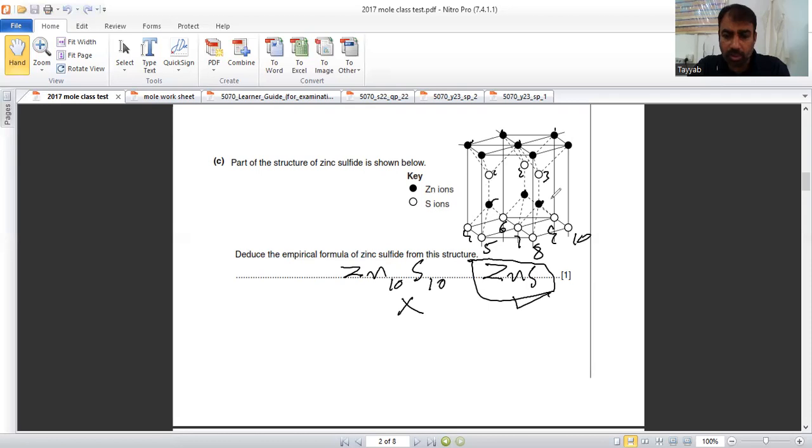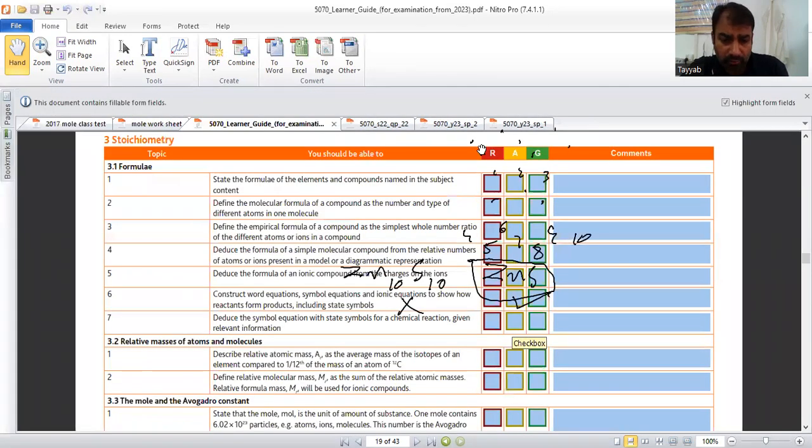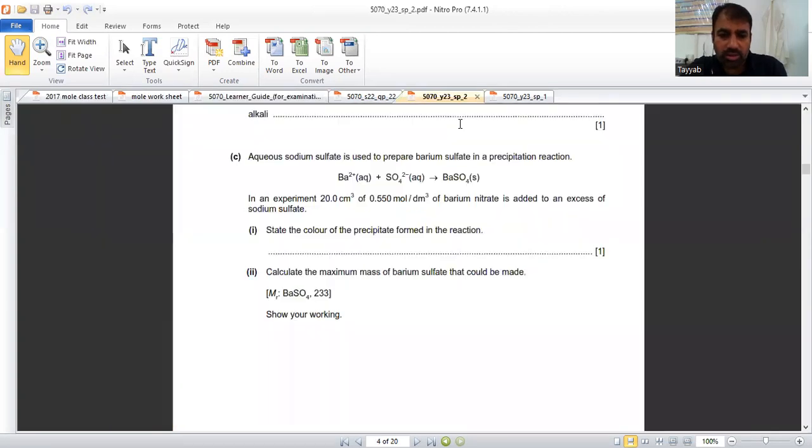Hope you understand how you will give the answer from a diagrammatic representation. Sometimes students are not able to understand how we can calculate or represent the molecular or empirical formula from a diagrammatic representation. Hope it is clear to you. Now I'm going to the next point of the revision checklist: construct word equations, symbol equations, and ionic equations to show how the reactants form products, including state symbols. Okay, with the help of suitable examples, you can deduce the ionic equation or other suitable equations.